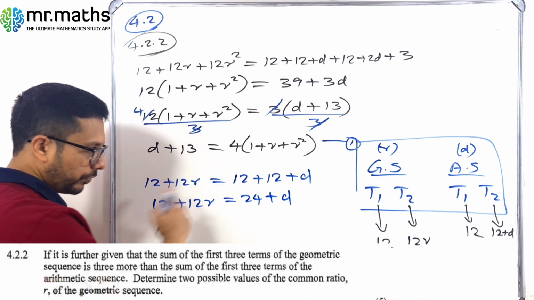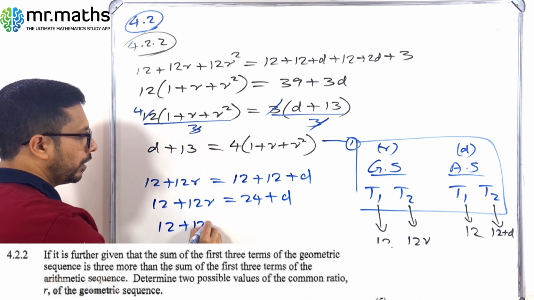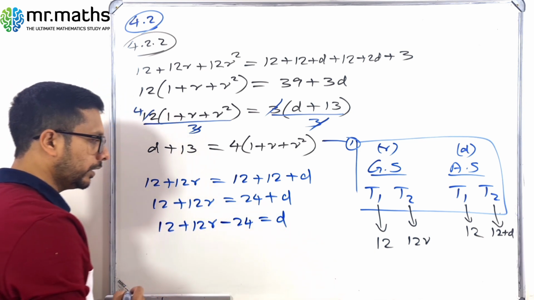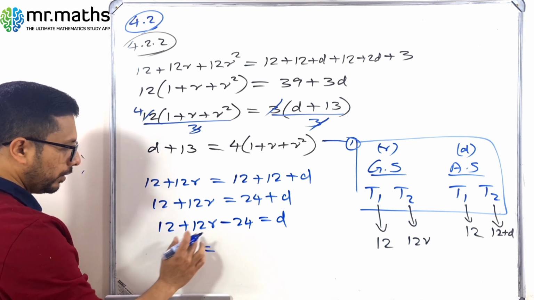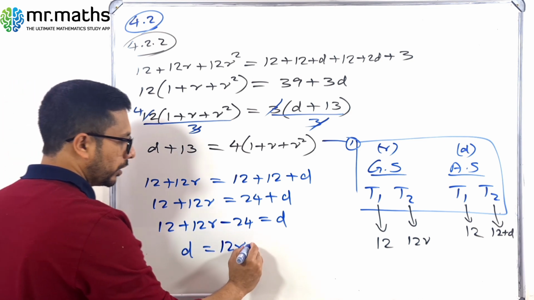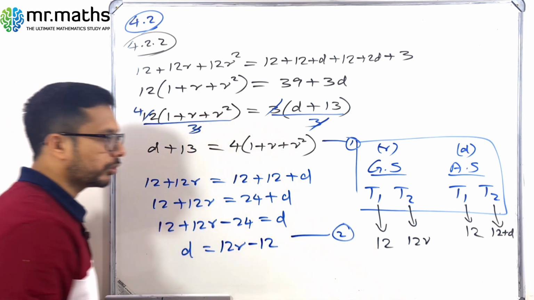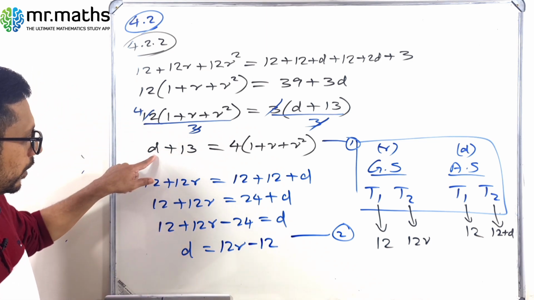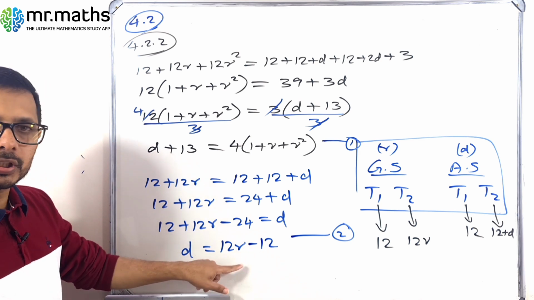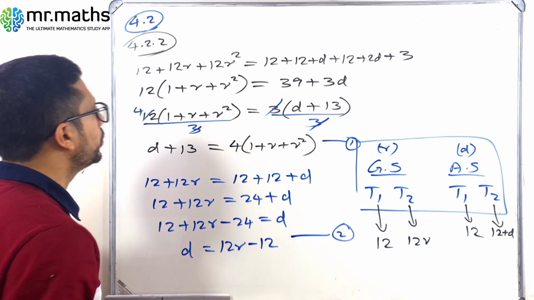So if I take this 24 to this side, it is d. Am I right? Okay. So 12 plus 12r, take this 24 to this side, so it is minus 24 is equal to d. So what is d? 12r, 12 minus 24 is minus 12. So I got an expression for d here, that is equation number 2. Okay, now look at this one, there is a d here. So what I can do, I can substitute this equation number 2 for d in this equation. You understand? Okay, so I'm going to do that now.